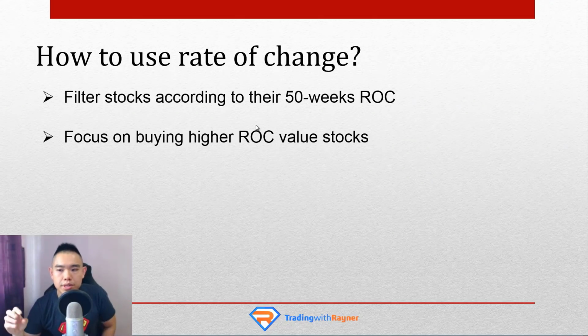And one thing to point out is that you want to avoid stocks that are trending down lower. When stocks are trending down lower, their ROC value will probably be negative. Avoid those stocks because they are in a downtrend. Only focus on the strongest, highest ROC value stocks. These are the stocks which have the strongest momentum.